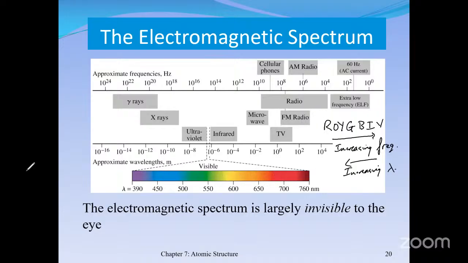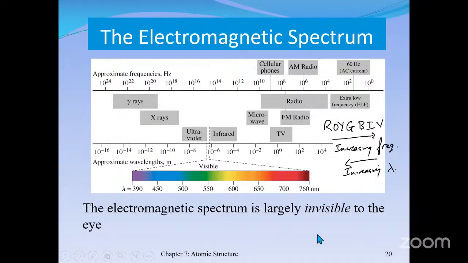And then beyond that, you have the infrared region, then you have microwave, and then you have the different radio waves like TV, FM radio, AM radio, cellular phones, and all that. And then at the extreme low end in terms of frequency, you have what is called the extra low frequency type of radiation.